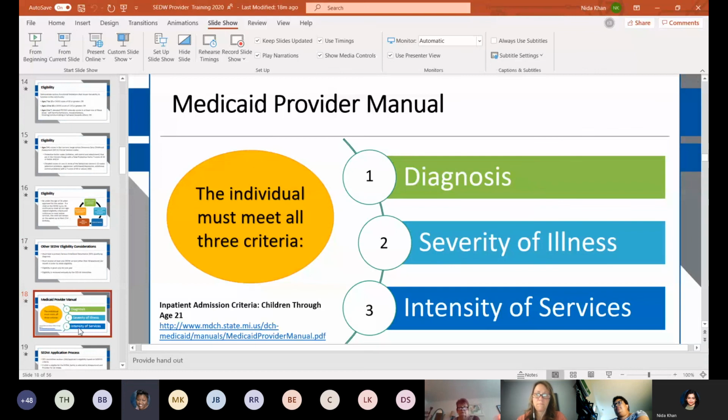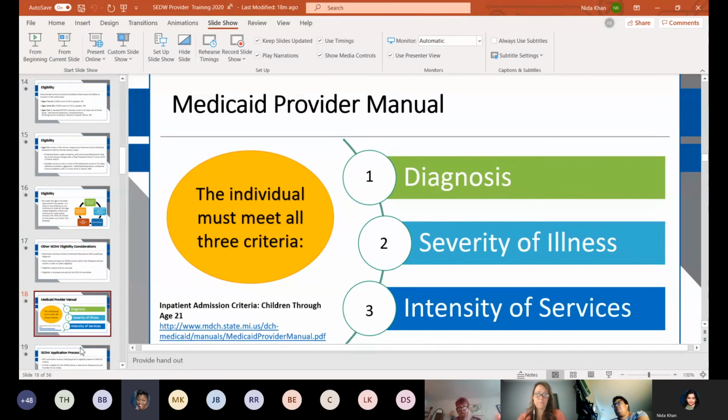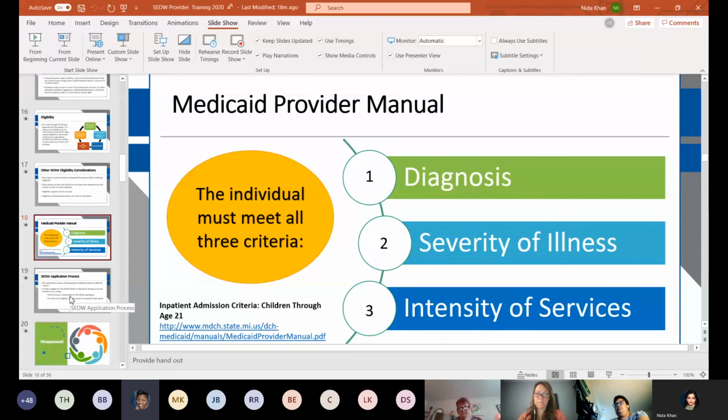And now I'm going to turn it back over to Nada, I believe, at this time. Oh, no, excuse me. I misspoke. So we are on just that criteria I was talking about. If you notice, there's a link at the bottom of this slide that has the MDHHS inpatient admission criteria. And that is what we are looking at here at OCHN, as well as our providers, when we make an eligibility determination for the SED waiver. And that is actually broken down to, one, that qualifying SED diagnosis that we mentioned. And then they only have to meet one category under the severity of illness, as well as the intensity of services.